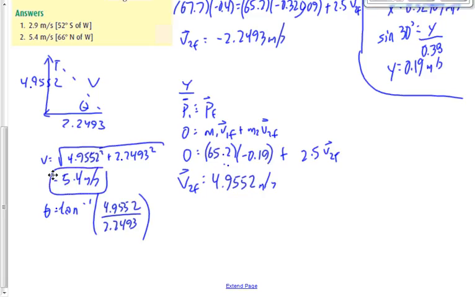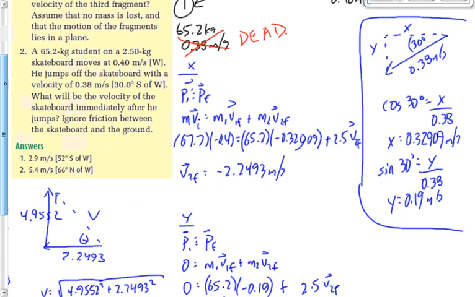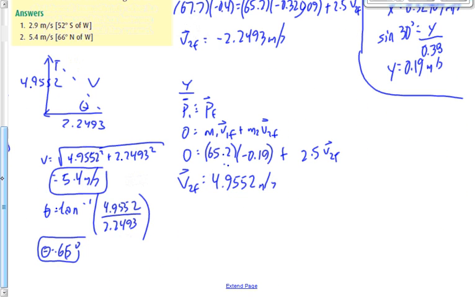And this side of the room, who got theta? Nathan? So 66 degrees. And frame of reference is north, south, east, west, so we're going to say north, north of west, right?